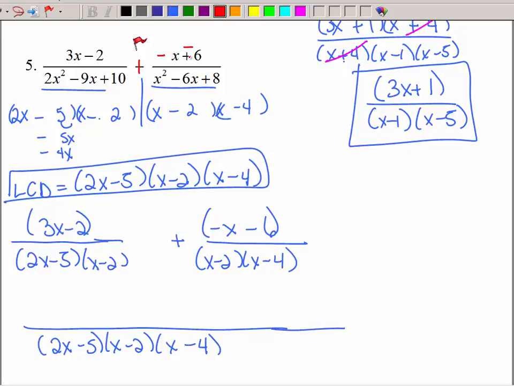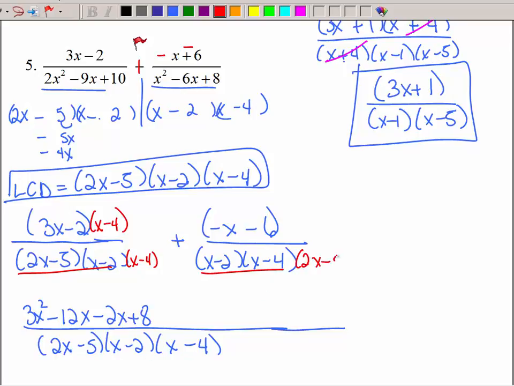All right, so again, I'm going to compare the old with the new and say this needs an x minus 4, so I'm going to multiply by x minus 4. So let's go ahead and FOIL that out. And then look at this one, and that one needs a 2x minus 5. And again, I'm going to FOIL that out, being very careful. So I have a negative x times a positive 2x, which is a negative 2x squared. Then a positive 5x, a negative 12x, and a positive 30.